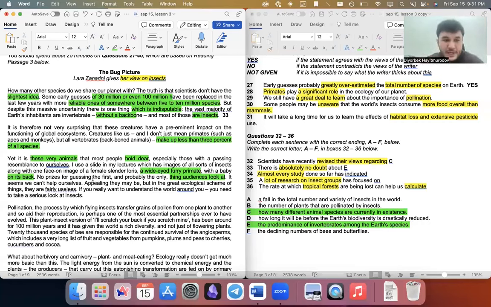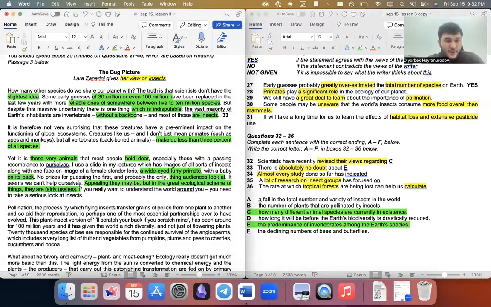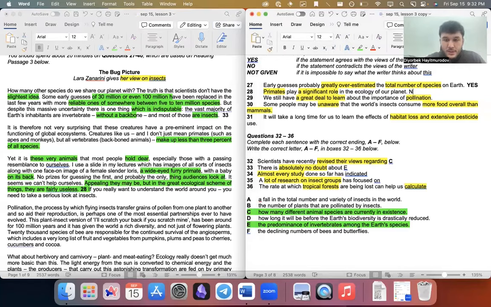Appealing they may be, but in the grand ecological scheme of things, they are fairly useless. He's saying that primates are completely useless. Here it says primates play a significant role in the ecology of the planet. So that means 28 is going to be, no, exactly, 28 is going to be no.